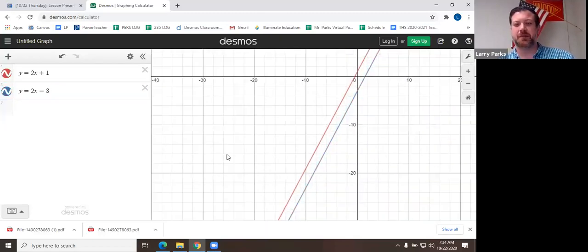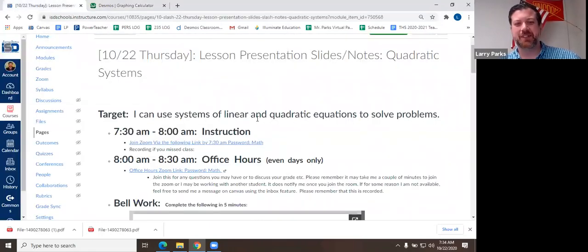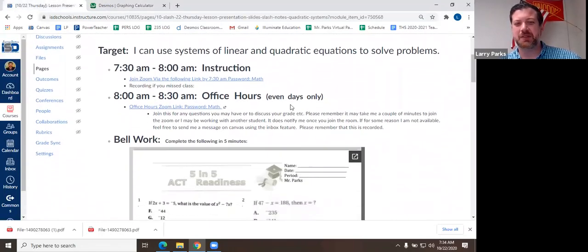But this is an example. If someone said, how many solutions are there? You would say none. What are the solutions? There aren't any solutions. They're parallel. So why am I covering linear systems, which was our last unit, again? Well, our goal for today is to do systems with linear and quadratic.